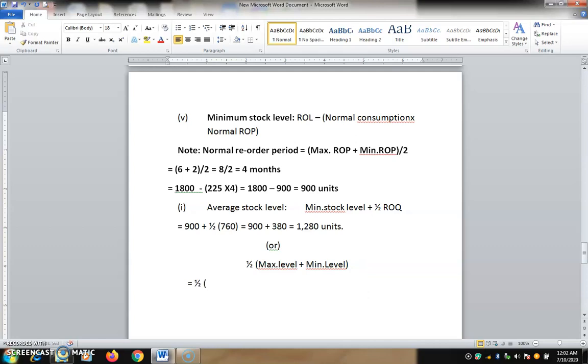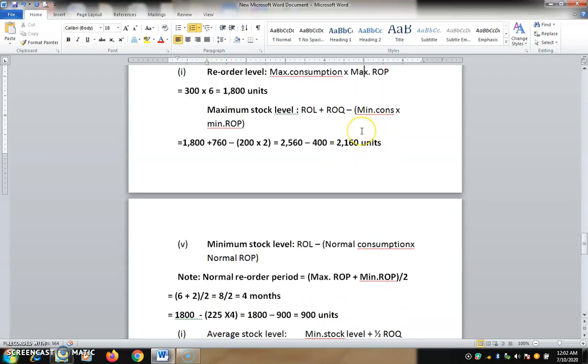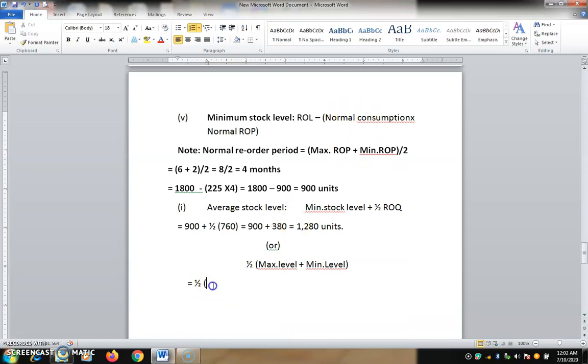On the other hand, if we use the other formula, half of maximum stock level, which we already computed as 2160 units, plus minimum stock level, which we already computed as 900 units. So substituting, totally you will get 1530 units. So this is the answer. So average stock level has two answers. One is 1280 and the other answer is 1530 units. That's all. Thank you.